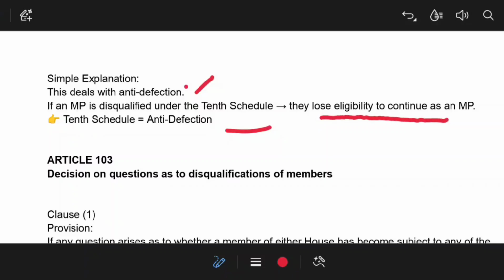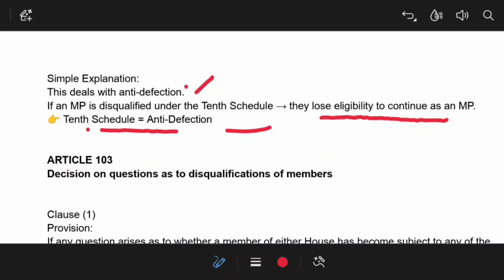as an MP. Clear? So one more important thing, the 10th Schedule deals with the anti-defection law. Clear? The 10th Schedule deals with the anti-defection law. Clear? So these are the grounds that are mentioned in the Constitution, under various articles, through which a person can be disqualified.